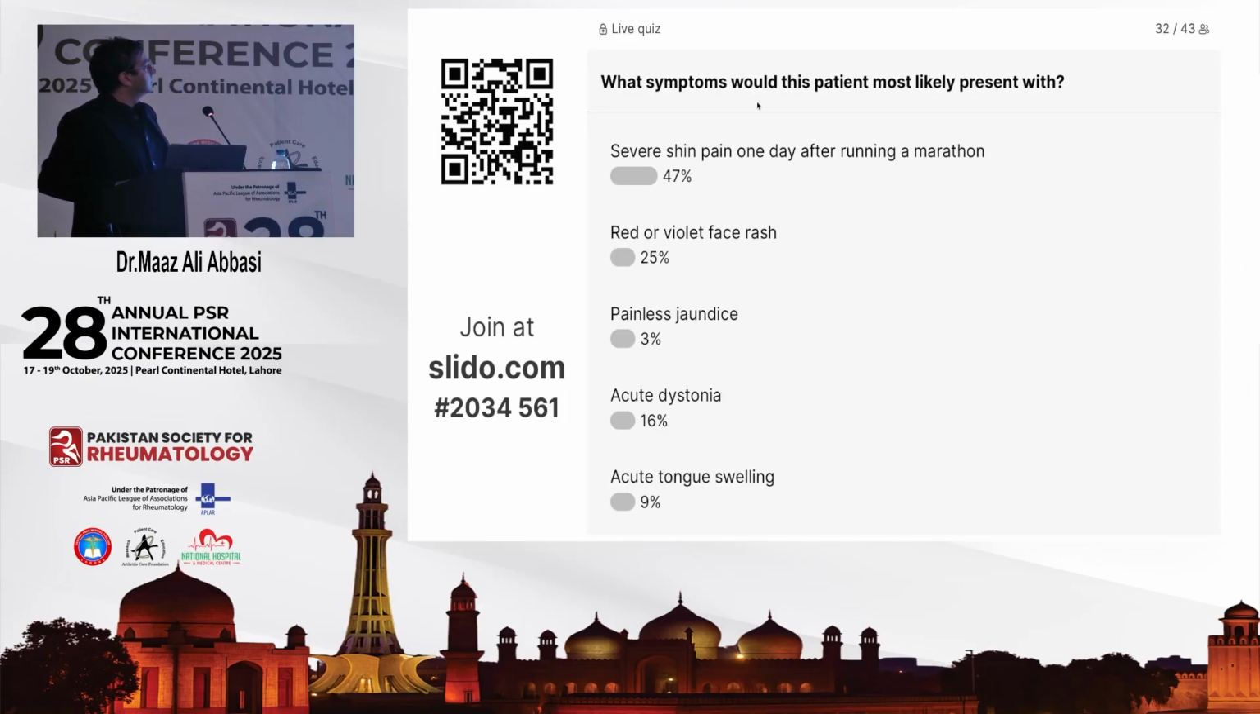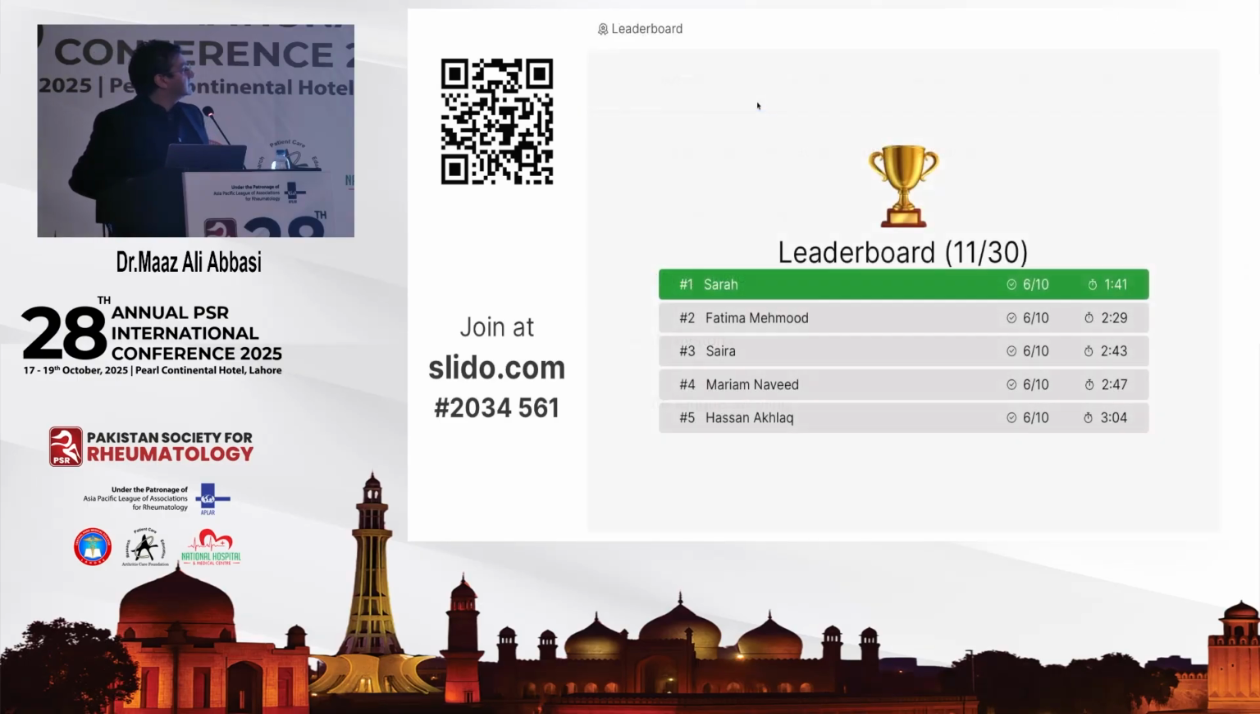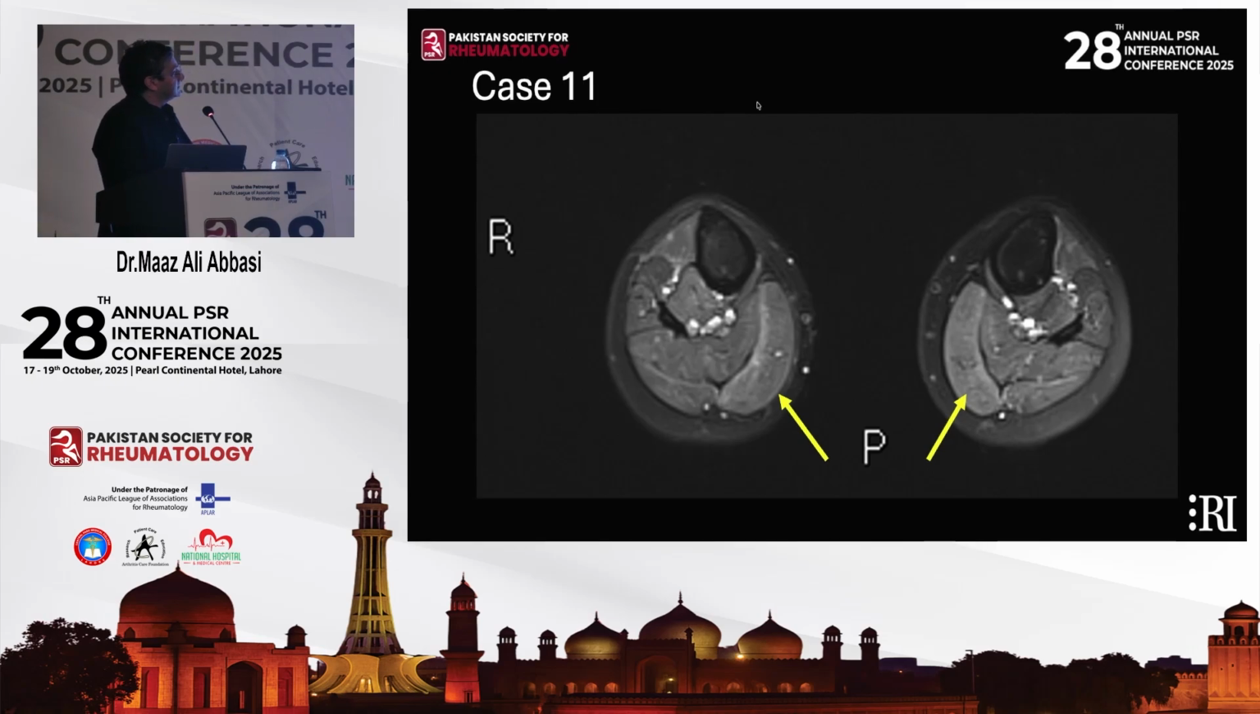Okay. So the correct answer, most people didn't get it, but someone did. It's red or violet face rash. And why is that? Well done, Sarah, again. Well, this is edema in the muscles. It's in the gastrocnemius muscles and in the anterior compartment.